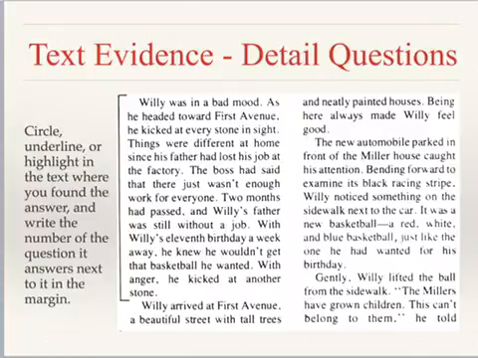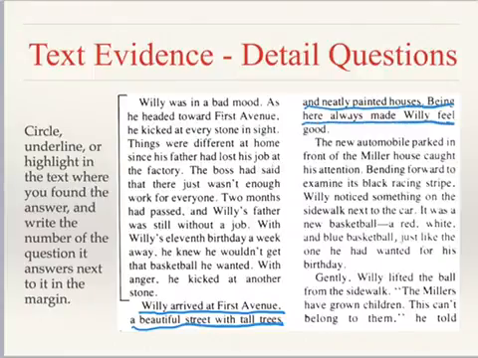If we drop to the bottom of the first column, beginning right here with where that paragraph starts, we will find the beginning of our answer. So we can circle, underline, or highlight. I'm going to underline: Willie arrived at First Avenue, a beautiful street with tall trees and neatly painted houses. Being here always made Willie feel good. And then I'm going to put a 1 right here because that's where I found the answer to number 1. That's my textual evidence for that detailed question.